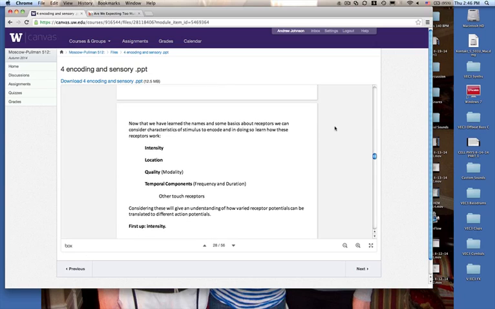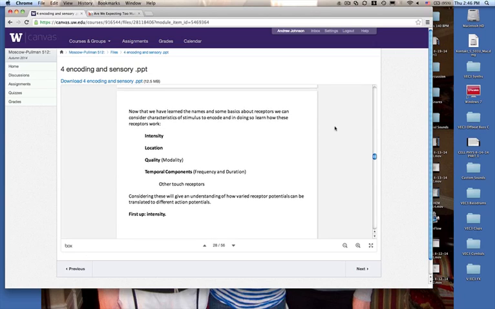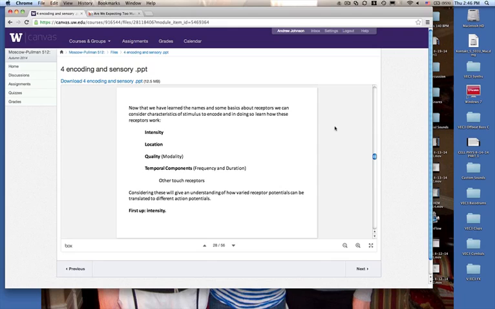So now that we've had that little bit of basic overview, I want to use these different receptors to illustrate how the receptor potential can give you a sense of intensity, location, quality or modality, and temporal components. And then we're going to finish up with pain. So the first thing we need to consider is intensity. And you'll see as we go through the special sense organs, we're going to come back to intensity.